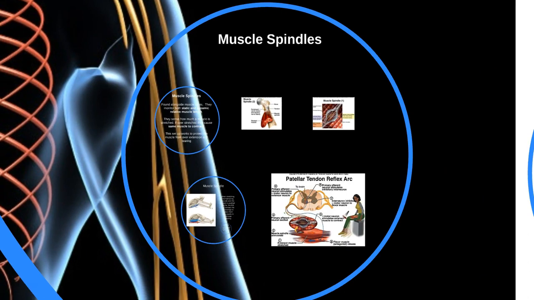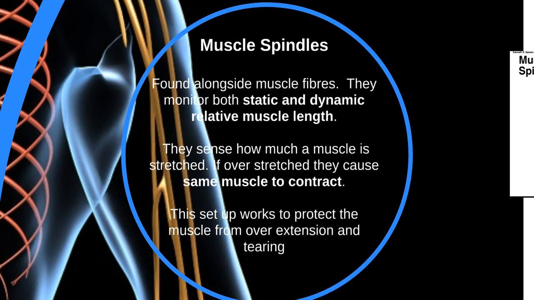All right, second last one we look at is muscle spindles. Muscle spindles, as you can imagine by the name, are found in your muscles, and they monitor static and dynamic muscle length, which means they monitor your muscle's length when you're sitting or standing and not moving, and they also monitor it when you are moving and running and jumping and doing all those things.